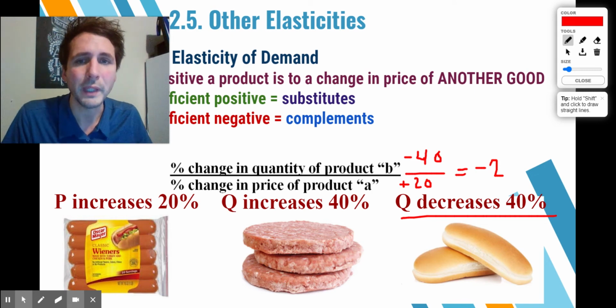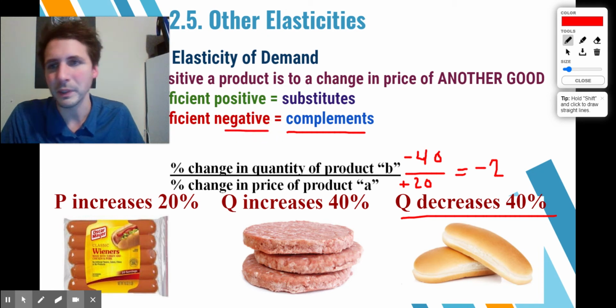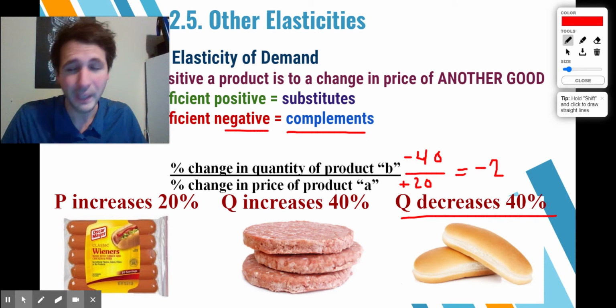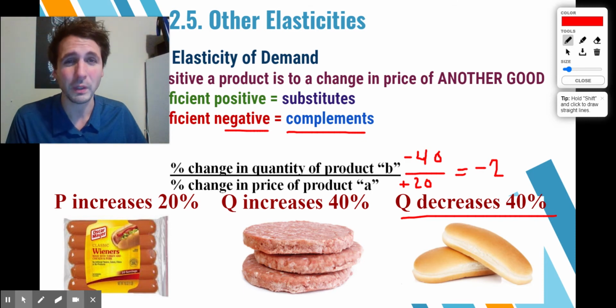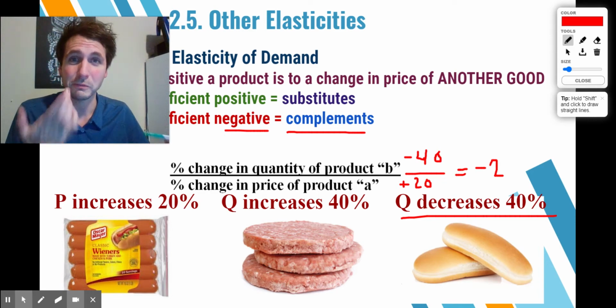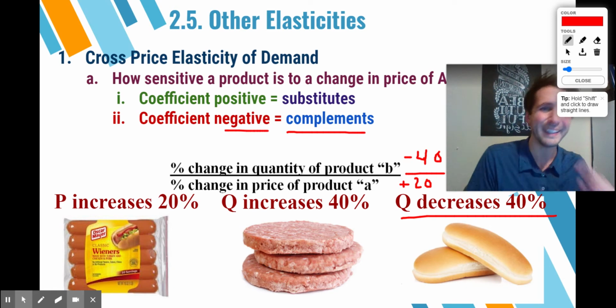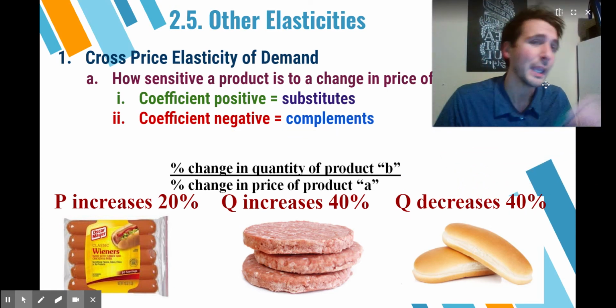Negative 2. So negative 2, that means these are complementary goods, right? A negative complement, an insult. So if the price of hot dogs goes up, then I'm going to buy fewer hot dog buns because I bought fewer hot dogs because they were more expensive. Okay, so again, using the cross price elasticity can very quickly identify substitutes and complements.